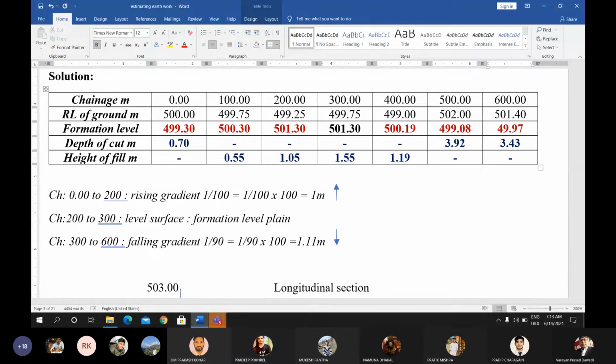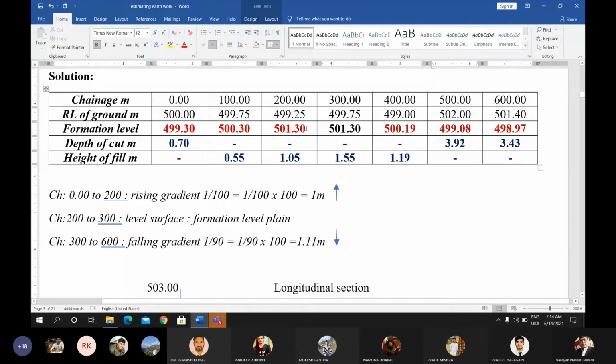Thank you for your comment. 498.97, okay. 500.19 minus 1.11, what will the value be? The value will be 499.08. Okay, and this is okay.